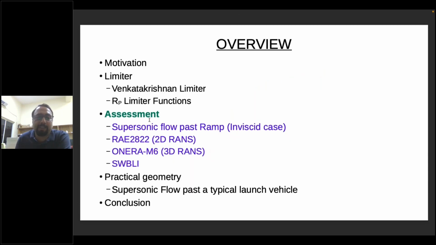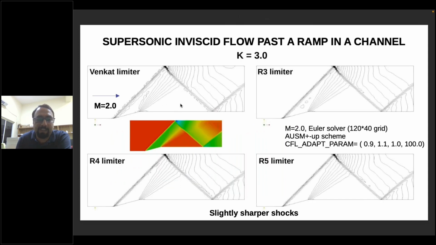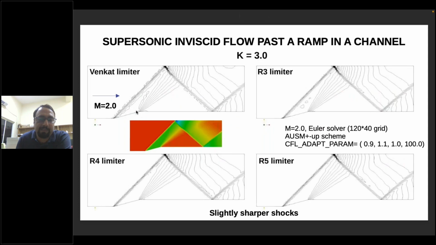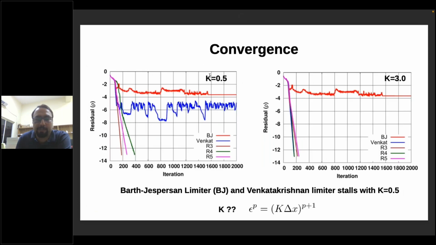So coming to the assessment, quickly we'll go through supersonic flow past a ramp. First one, the inviscid case. You can see a 15-degree ramp, inviscid case, where an oblique shock forms, reflects from the top wall, and again reflects from the bottom wall. If you notice, you will see that the RP limiters are capturing the shock with comparatively less dissipation. If you move to the next experiment, like the K value, as I mentioned, a smaller value is more limiting, and it causes convergence issues.